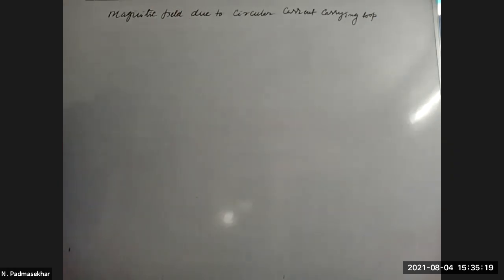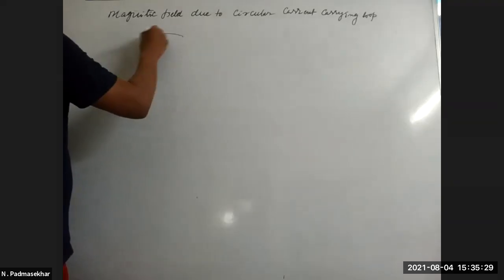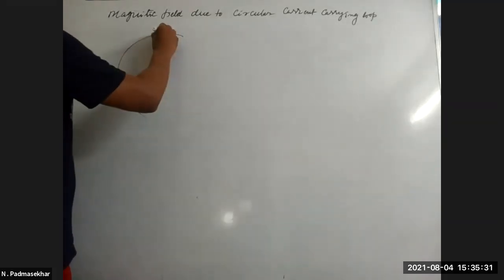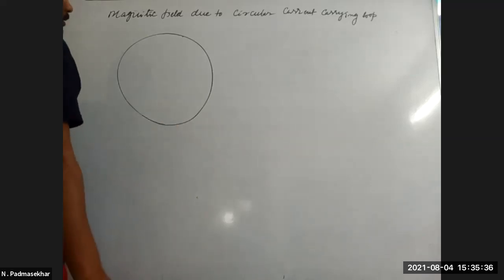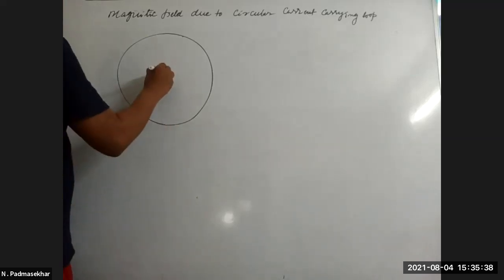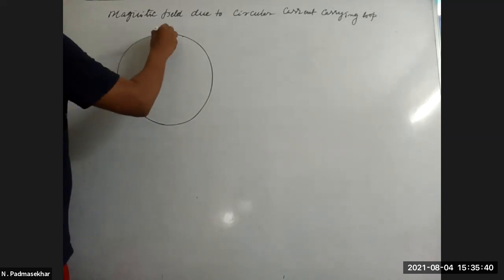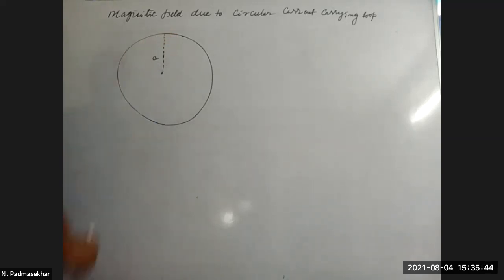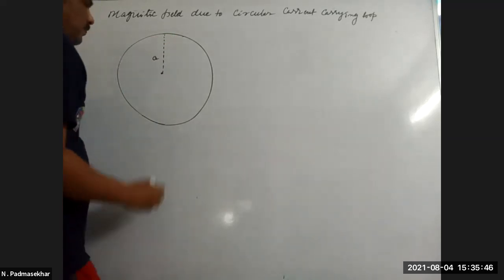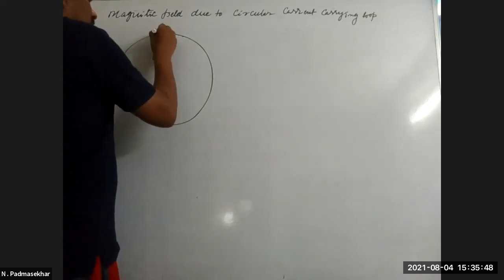Loop. So magnetic field due to circular current carrying loop. So this is the circular current carrying loop. So magnetic field at the center, at a distance a. So I consider that one element is considered.